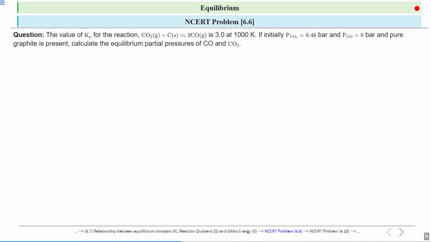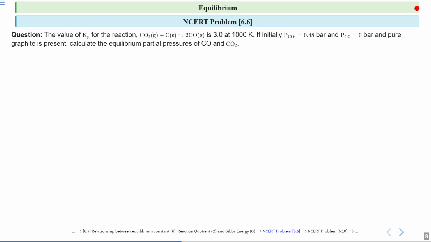Now we will try to do a question on the same. Here is the equation given for you in which carbon dioxide is reacting with carbon to give you exactly 2 moles of carbon monoxide, and the Kc value is given as 3. Now if you are doing this whole reaction at 1000 Kelvin, and if you are keeping the pressure of carbon dioxide as 0.48 and pressure of CO as 0, then you have to calculate the equilibrium partial pressure of carbon monoxide and carbon dioxide. Remember, if the carbon monoxide has an initial pressure of 0, that means no traces of carbon monoxide are present in the initial phase.